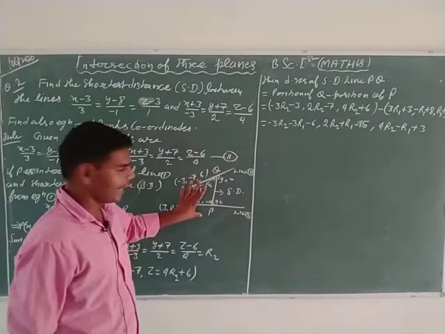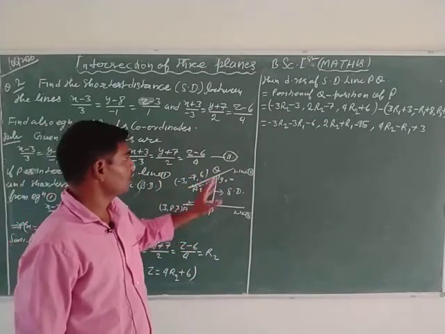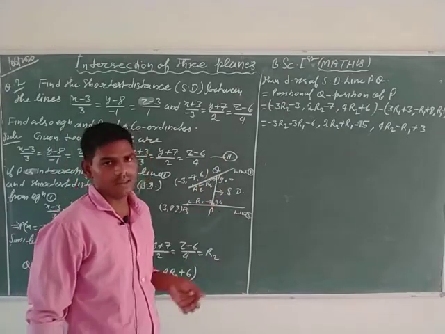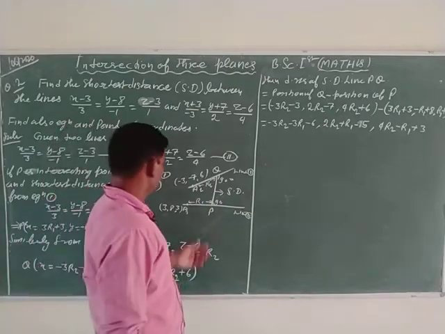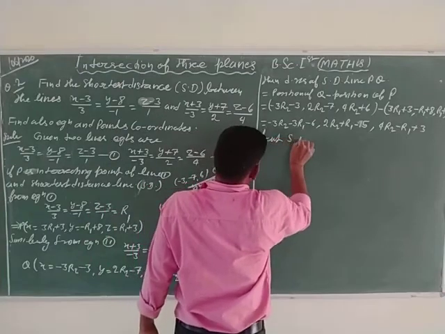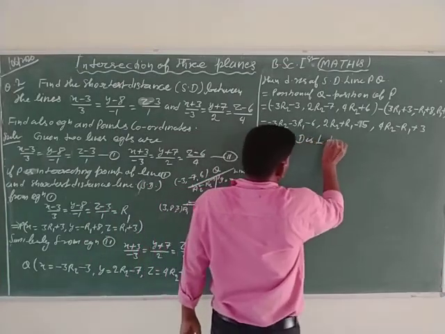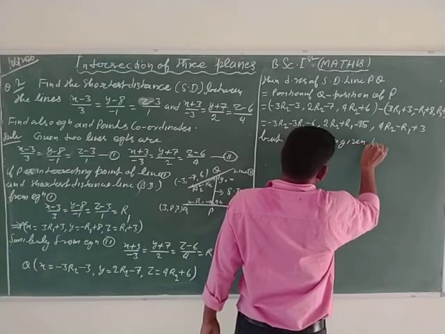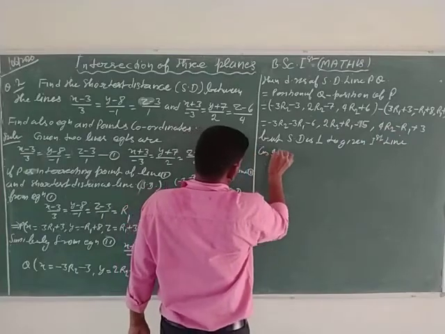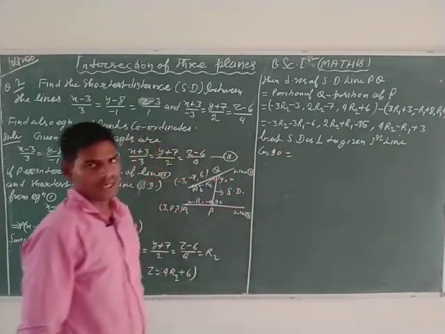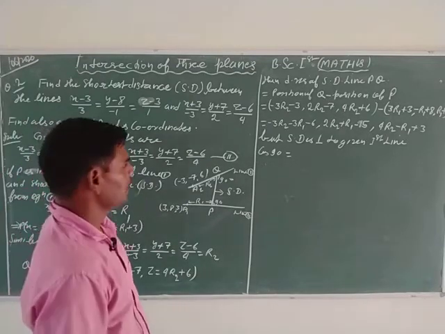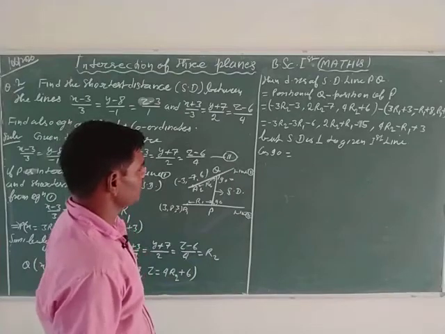So in the figure, by the definition of shortest distance, line PQ is perpendicular to both given lines, first and second. Applying this rule, SD is perpendicular to the given first line. Therefore cos 90 is equal to, by the rule L1 L2 plus M1 M2 plus N1 N2 is equal to cos theta. Here theta is equal to 90 degrees.